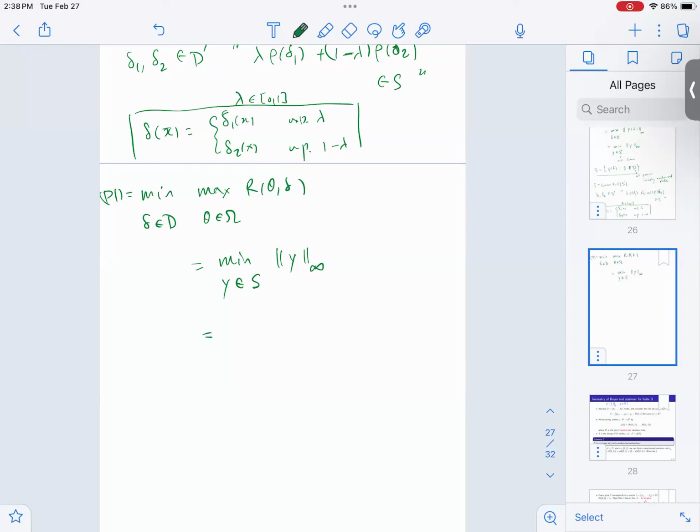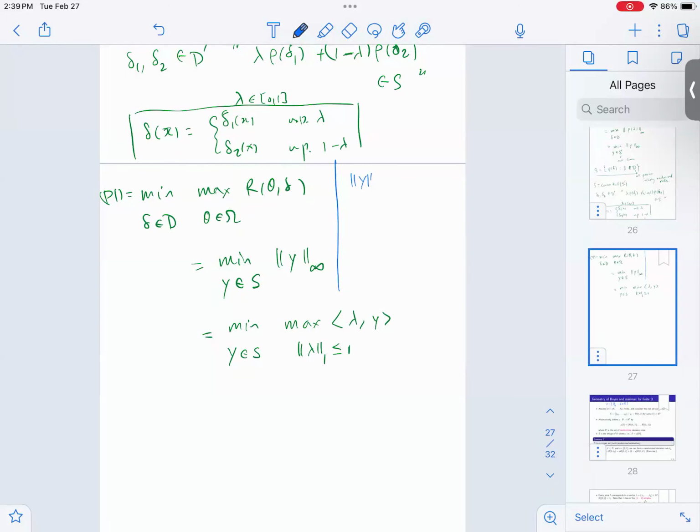Now I'm going to use this idea of duality. This is a convex problem, so it has a dual formulation. Does anyone know what the dual is? The dual norm of infinity is norm one. Yes, so I can write it as the minimum over y in S of the max over lambda with the L1 norm of lambda less than or equal to one.